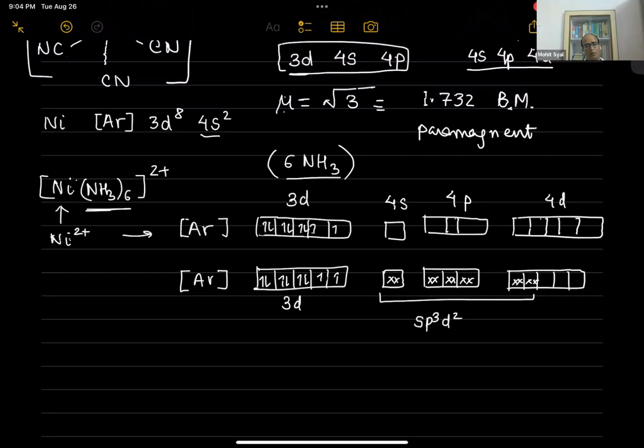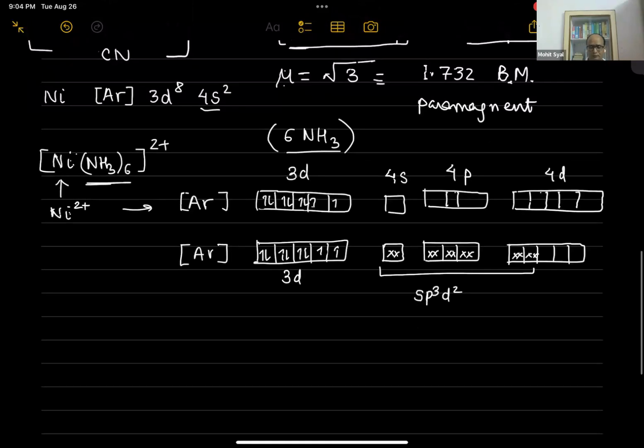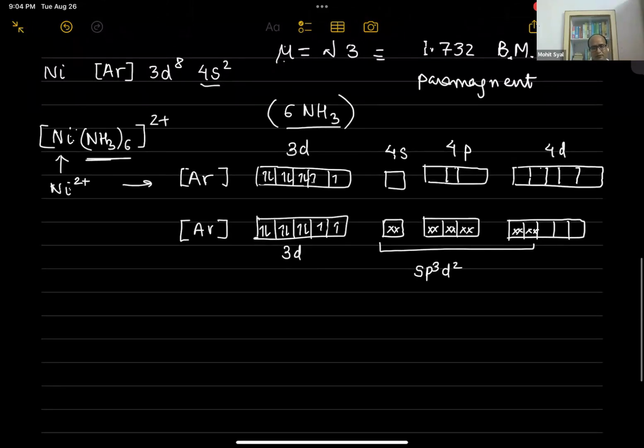So every time, don't go by strong and weak. You need to look at other factors also, whether the strong ligand is causing two empty d orbitals to be available. That we need to check. Next question.